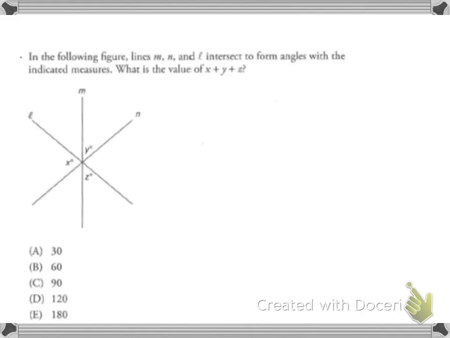So if this one right here is x, then this one right here is also x. And in that case, you see that x, y, and z form a straight line, and a straight line is 180 degrees. So the answer to this one would be 180 degrees.